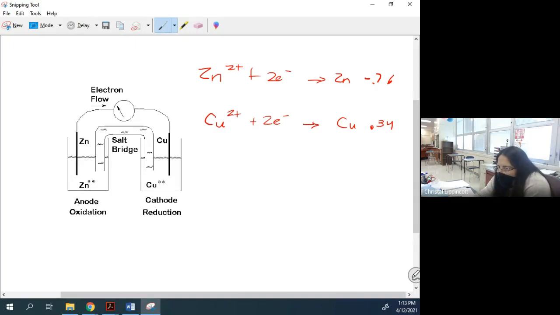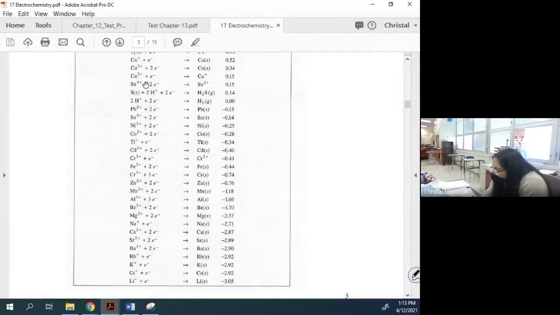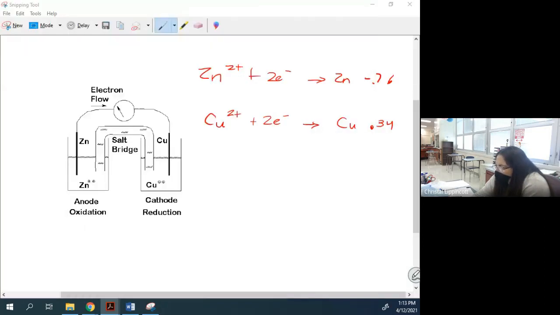Okay, so I got those from this chart. My copper is right here, and you need to pay attention because it said on the diagram that it was involving 2 electrons, because there are cases where it's 1 electron and those values are different. Here we're using 2 electrons. Now I can look at these values and see which one is my anode and which one is my cathode. This one is a more positive value compared to this one. This is my cathode. This is going to be my anode.